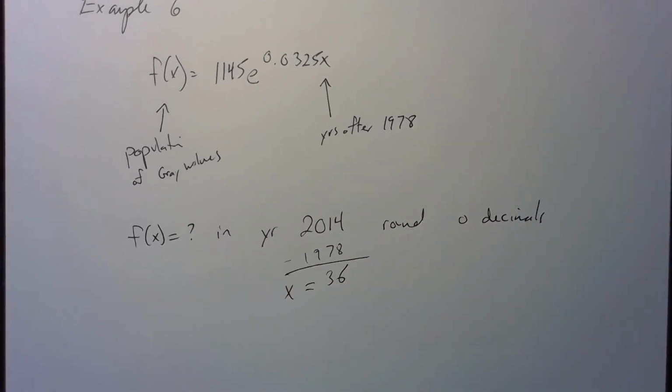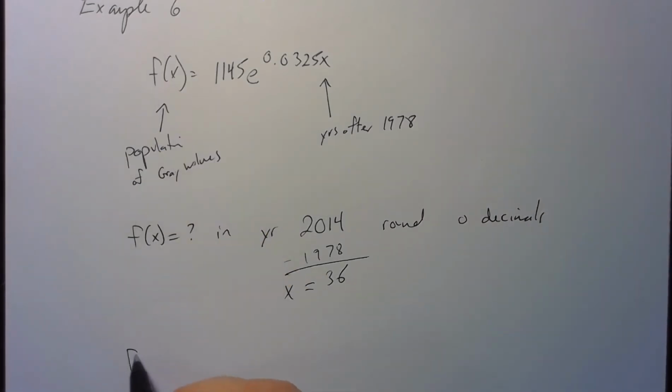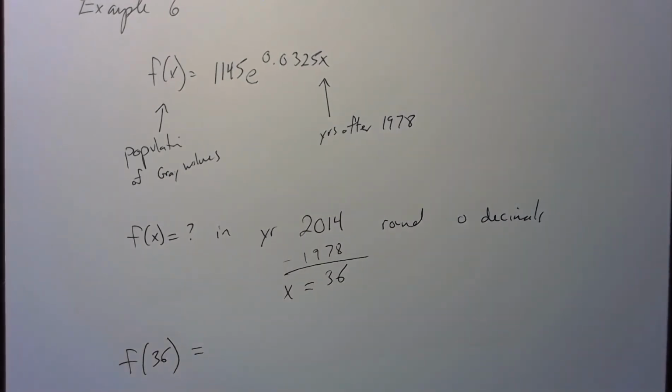Again, one more time, it says according to the model, what is the gray wolf population? The population is f of x, so I need f of, and the x value that I'm looking for is 36. So all I have to do is plug this in, and that's how these basic exponential applications start out. They get more complicated as we learn how to solve exponential equations. So when I plug this in, I'm simply going to replace my x with what it is.